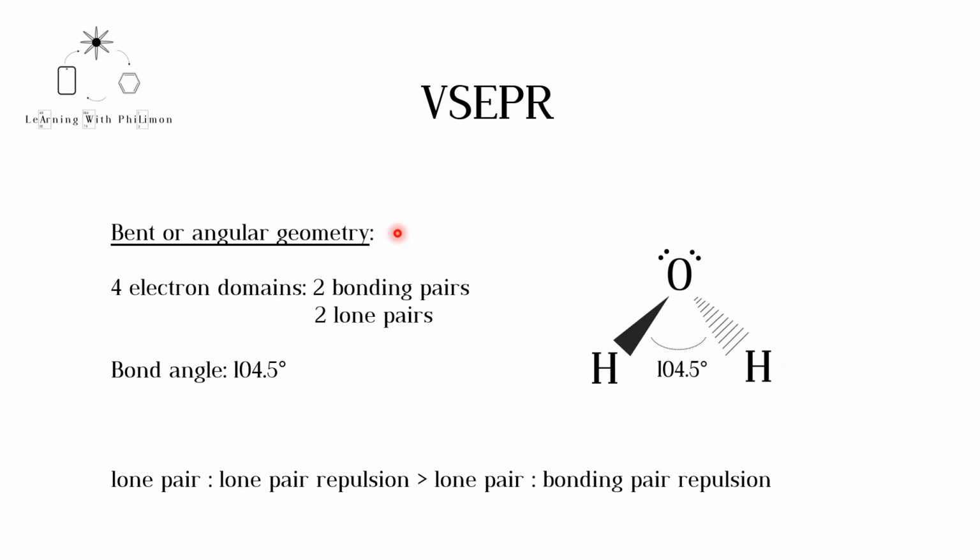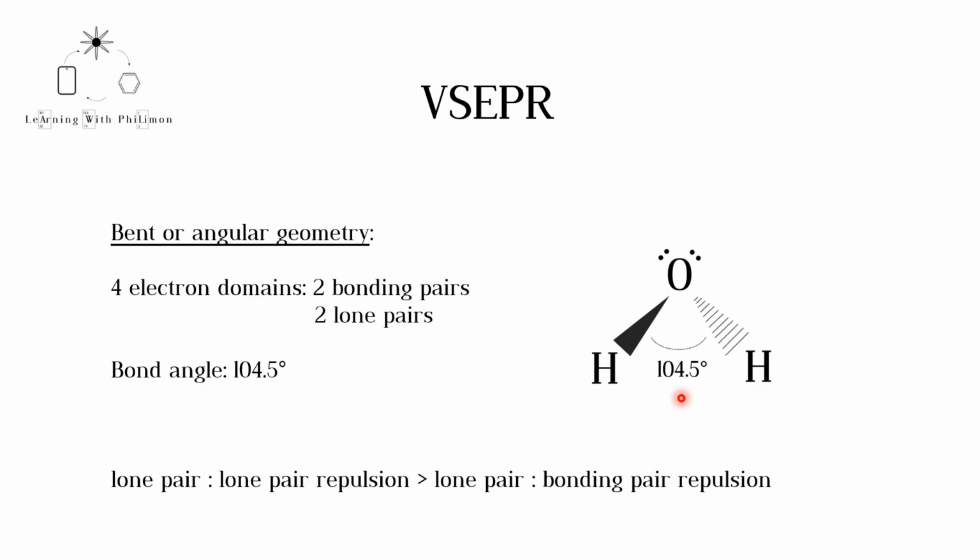The final geometry we will look at in this video is the bent or angular geometry. Let's use the example of water, H2O. Oxygen has 6 valence electrons and uses 2 of them to bond with 2 hydrogen atoms. The remaining 4 valence electrons remain as 2 lone pairs of electrons. There are 2 bonding pairs and 2 lone pairs, 4 electron domains around the central oxygen atom. The geometry is again similar to a tetrahedral, but now there are 2 lone pairs of electrons. Because lone pair repulsion is even greater than lone pair bonding pair repulsion due to the higher electron density of lone pairs of electrons, the bond angle is reduced even further to 104.5 degrees.